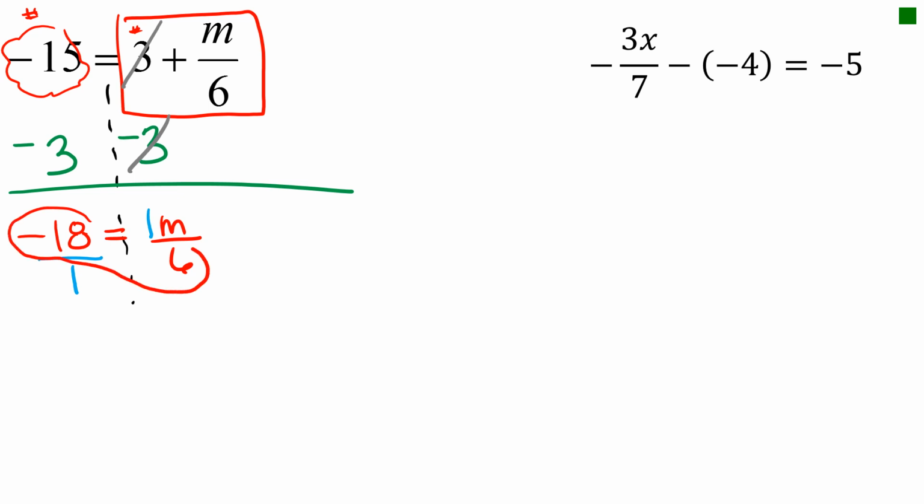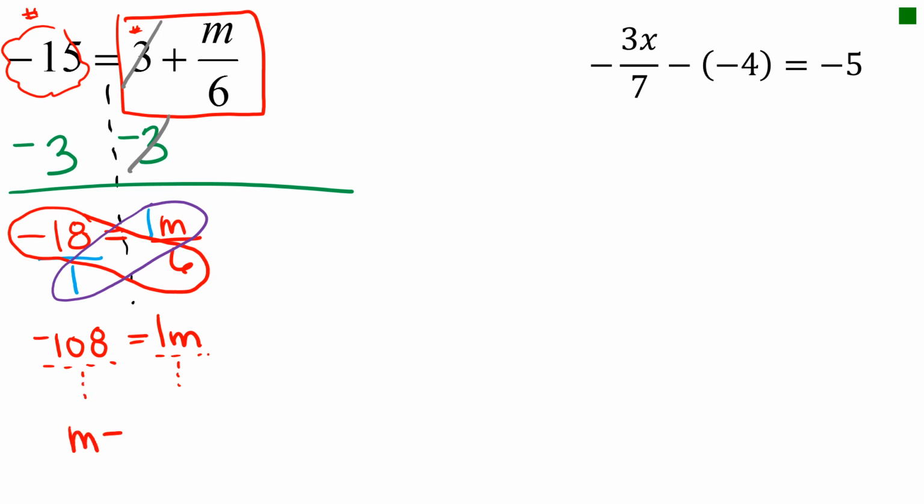Keeping with going from top left to bottom right, because that's what we do sometimes, we're going to multiply negative 18 times 6. This is when I realized I should have brought a calculator. That would be negative 108. And we're going to multiply 1m times 1, and that gives me 1m. Now again, I could divide by 1, but because it's a positive one, I'm lazy. So my answer is m equals negative 108.